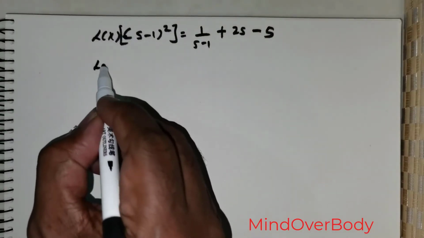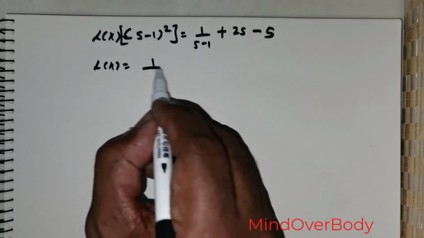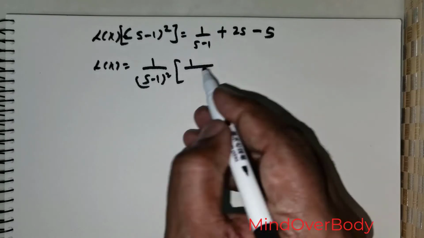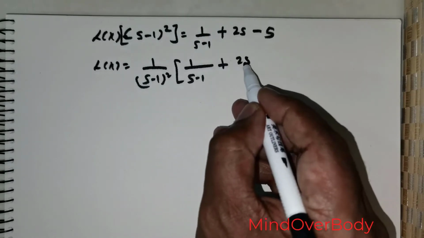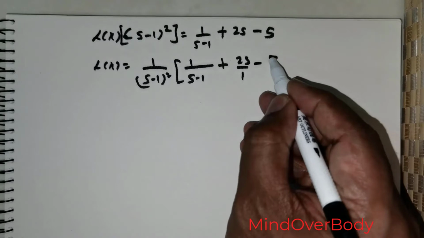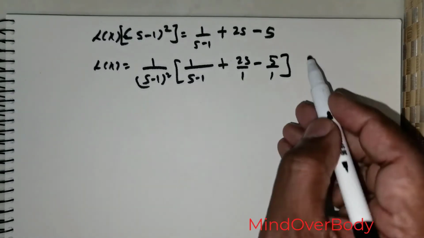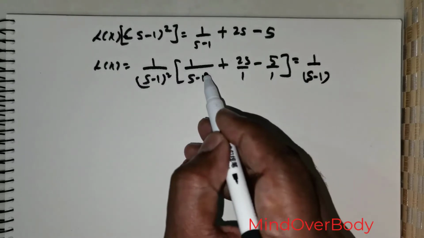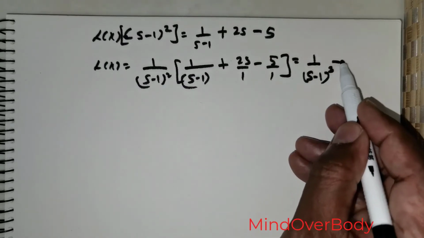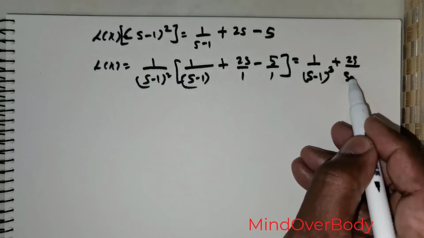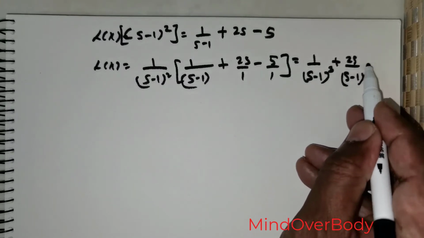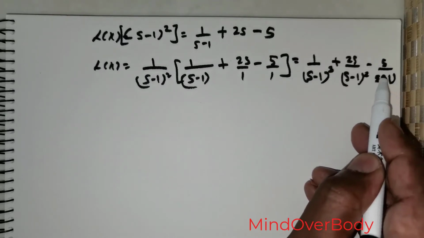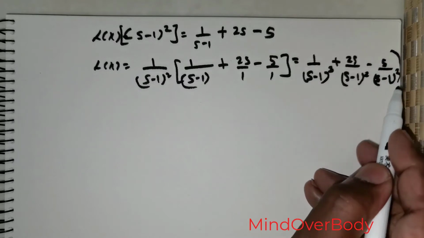So bringing it down, I would get L of x is equal to 1 over s minus 1 raised to the power of 2. That has to be multiplied with this entire component: s minus 1 plus 2s, there's a denominator 1, followed by 5 over 1. So if I were to multiply that, I would get 1 over s minus 1 raised to the power of 3, plus 2 times s divided by s minus 1 raised to the power of 2, minus 5 divided by s minus 1 raised to the power of 2. So this is what I would have.